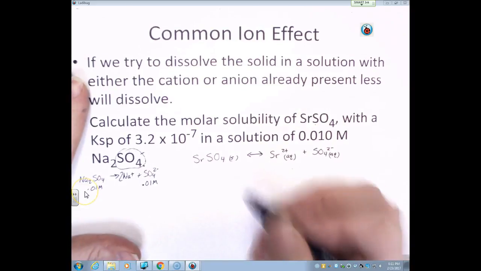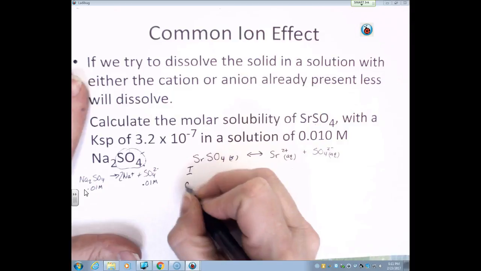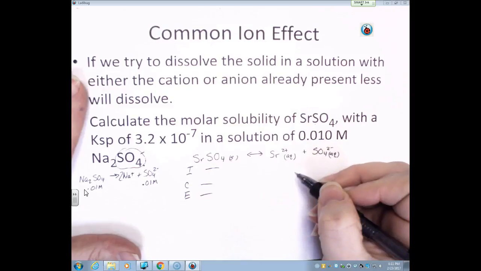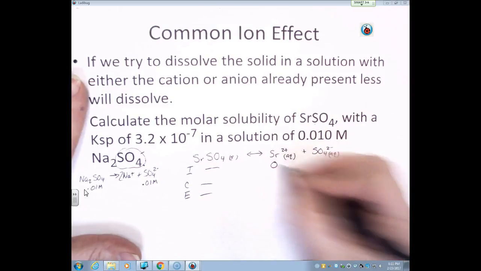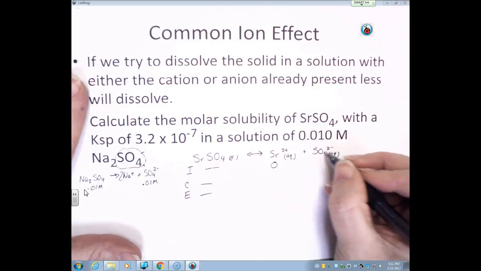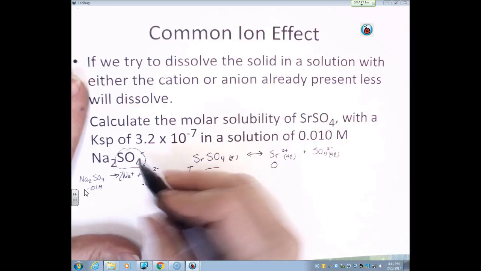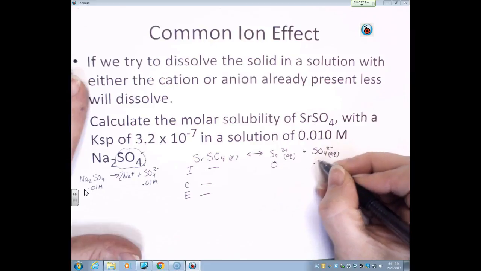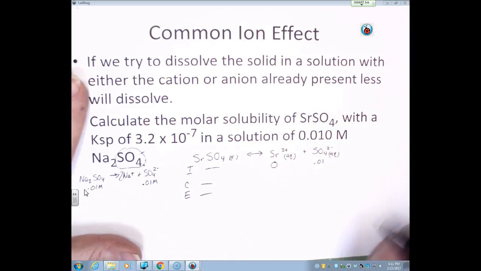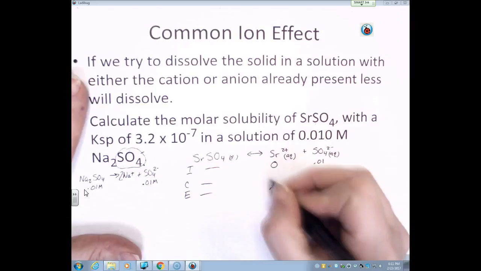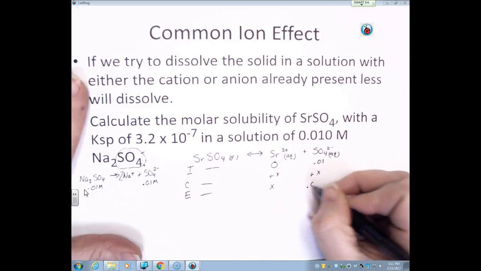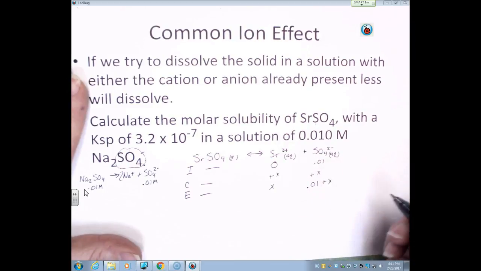All right, now we're going to create our ice box. And we don't have to worry about the solid. I went ahead and wrote my equation earlier. At the beginning, I'm going to have no strontium ions. And here's where it's different. At the beginning, I am going to have some sulfate ions coming from the sodium sulfate, not from the strontium sulfate. So I'm going to put that in here at my initial. Now, how many ions is this strontium sulfate going to produce? I don't know. Let's make it X. So plus X on this side. We're on the same side of the arrow, so this is also going to be plus X. So this is going to be 0.01 plus X.